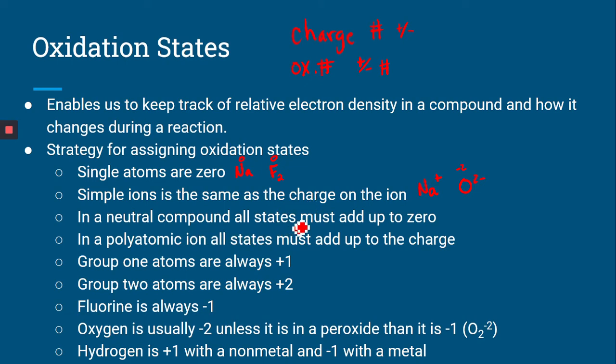In a neutral compound, all states must add up to 0. So if we had sodium chloride, sodium would be +1, chlorine would be -1, and if we add that together, it's neutral, just like the compound. If it's a polyatomic, then it has to add up to the charge. So if we had hydroxide, for example, oxygen is a -2, hydrogen is a +1, and if we add that together, it would leave us with the -1.